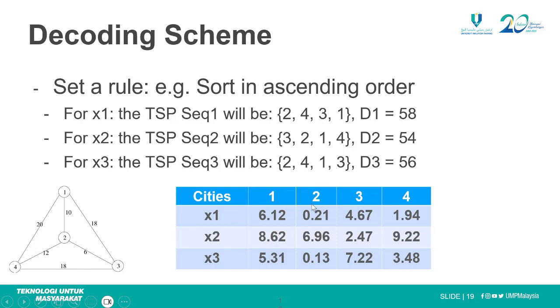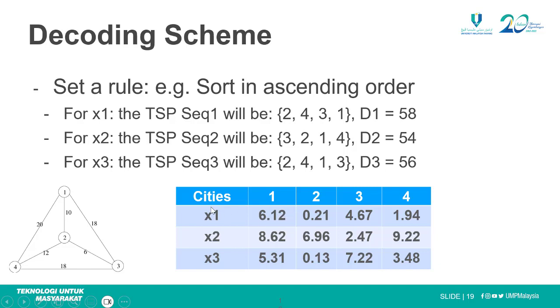So city number 2 will be visited first. And then after 0.1, the next value in ascending order is 1.94, representing city number 4. So city number 4 will be in the second order. The next is 4.67, representing city number 3. So city number 3 will be visited in the third order. And finally, city number 1, 6.12.